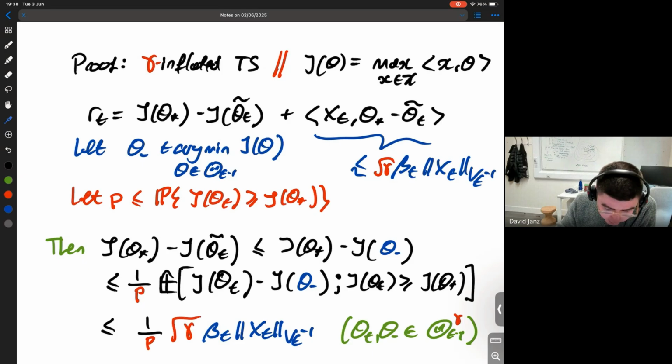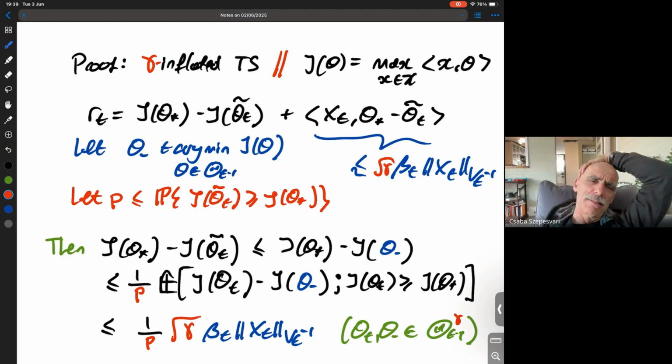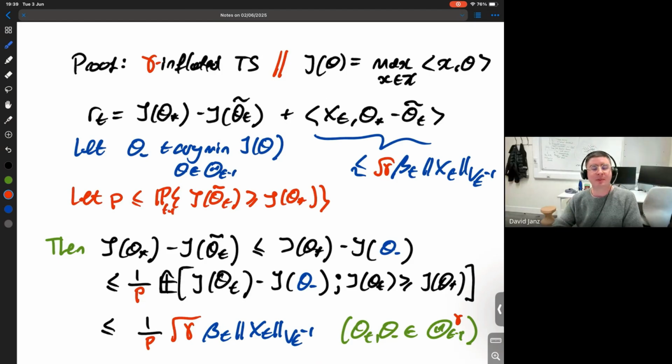Essentially, if we introduce theta minus, which is the minimizer of J of theta in the current confidence set, and we introduce little p, a lower bound on the probability that the value of theta tilde_t exceeds the value of theta star. So this is a probability of optimism. Yes, Trevor? Should it be conditioned on the past? Yeah, conditioned on the past. Okay, just a t index. Yeah. So this is the conditional probability of optimism.